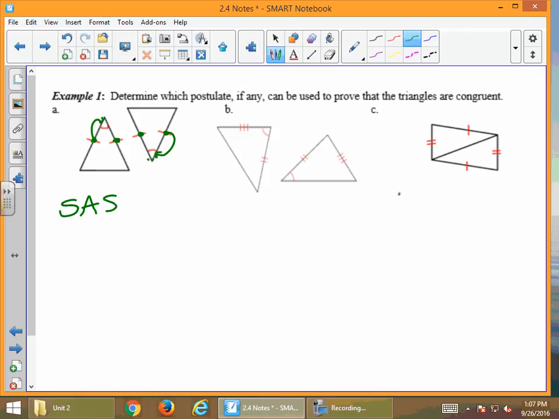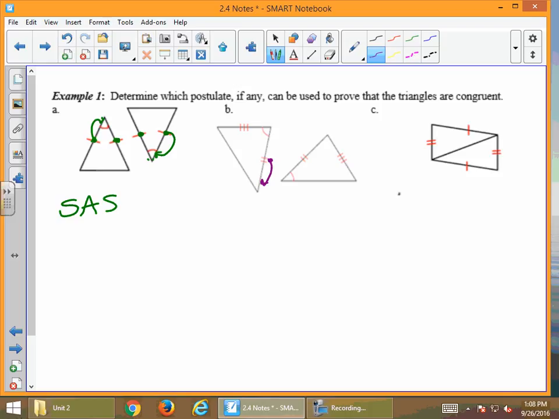Another example might be different. We look at B, here we go. We got different tick marks on the line. And I'm going to start with a side. I'm going to start right here. If we look, if I go this direction, there's nothing there. Nothing's written, nothing's marked.